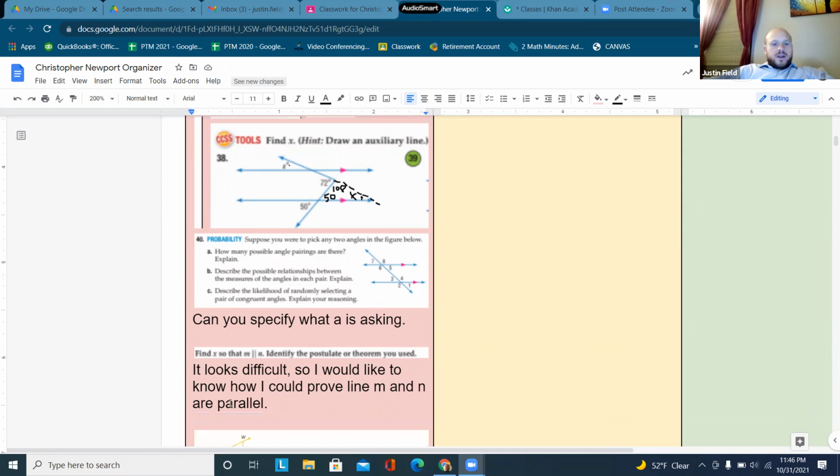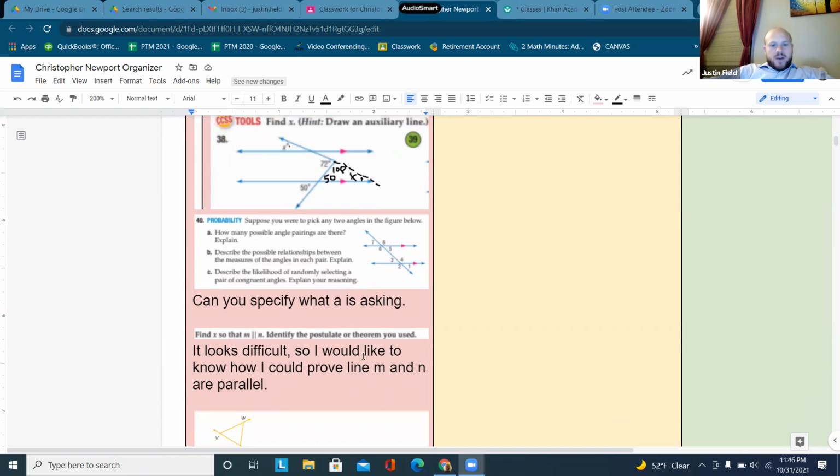All right, it looks difficult, so I would like to know how I could prove line M and N are parallel. Find X so that M is parallel to N.